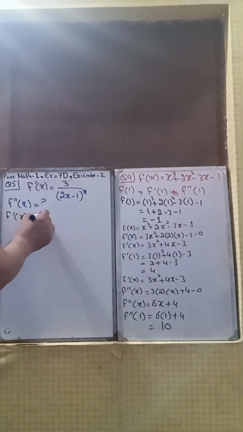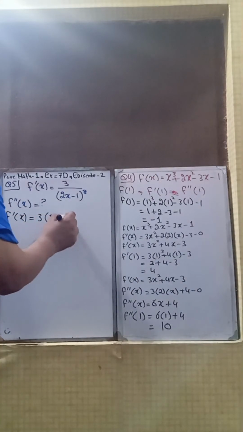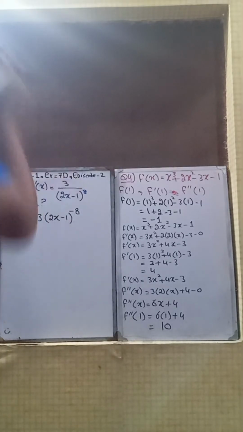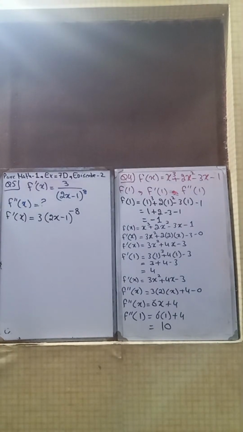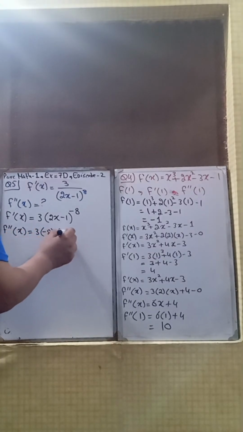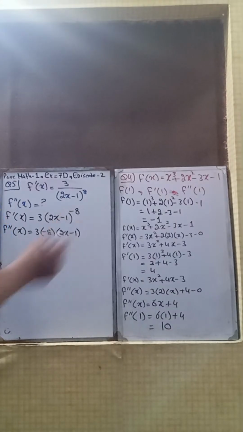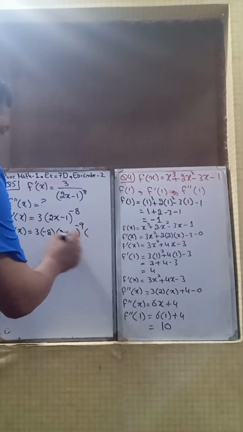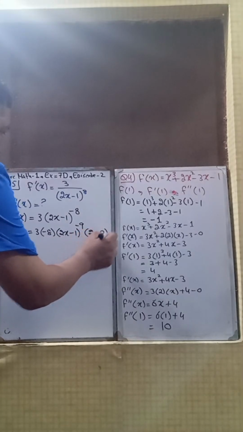So that is 3 into 2x minus 1 raised to power minus 8. I make its shape a little simpler, or you can say friendlier for differentiation. Now I will find the second derivative. So 3 and minus 8 will come on the side. 2x minus 1 raised to minus 8 minus 1, that will be minus 9. And then the derivative of the base will be 2 minus 0.